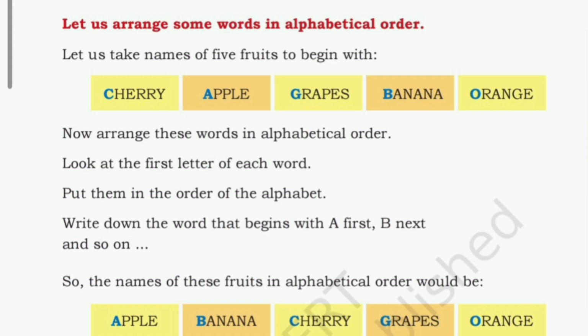It means in the 26 alphabets, which letter comes first, then the others. That means first come, first. Then write down the word that begins with A first, B next, and so on. So the names of these fruits in alphabetical order would be: first apple, then banana, then cherry. ABC, C for cherry, then D, E, F: the words are not there, therefore we'll write grapes. Then comes orange, which starts with alphabet O.